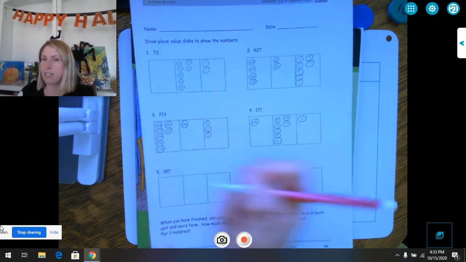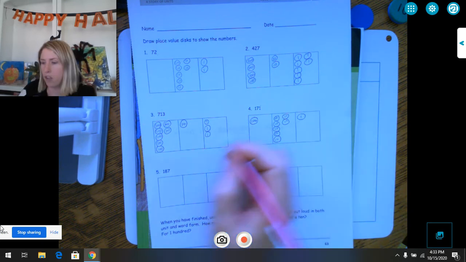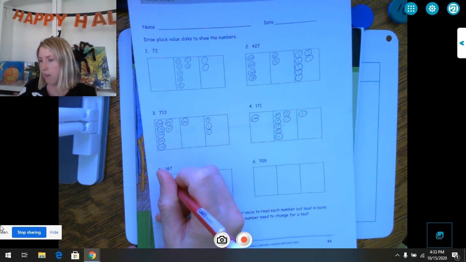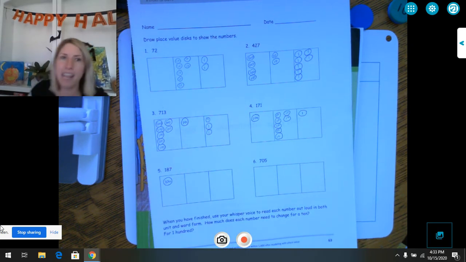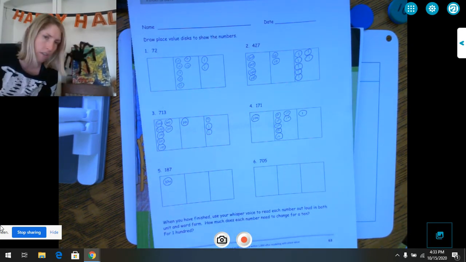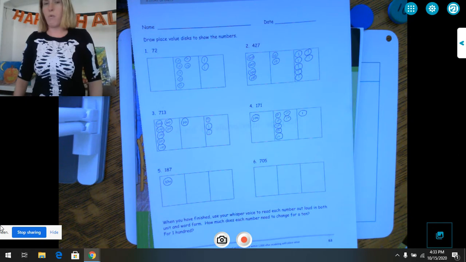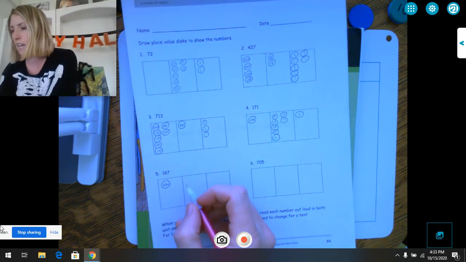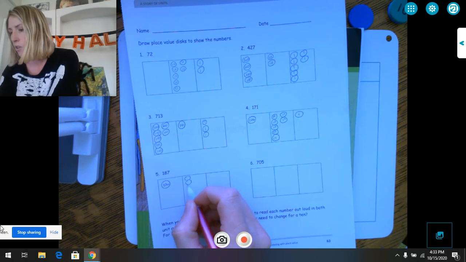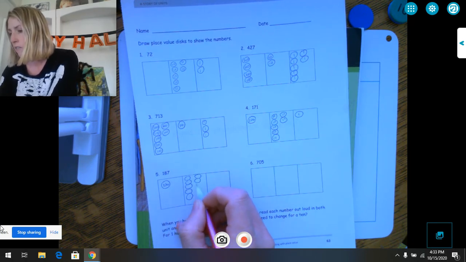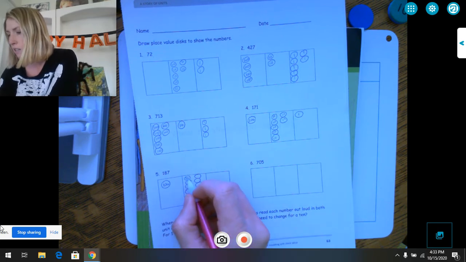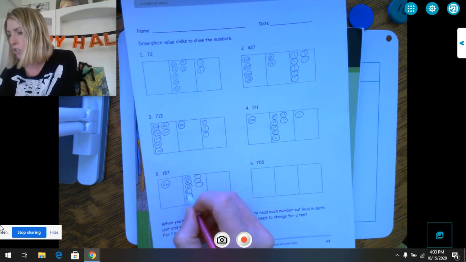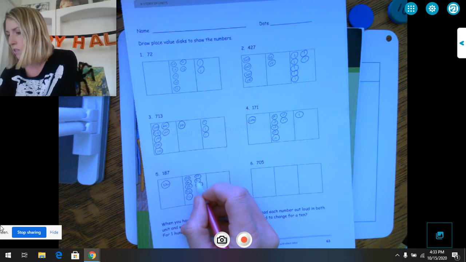So 187, how many hundreds are in 187? We have 100. And how many tens are in 187? We have 8 tens. So go ahead and draw your 8 tens. 1, 2, 3, 4, 5, 6, 7, 8. I'm going to draw a 10 on each of those.